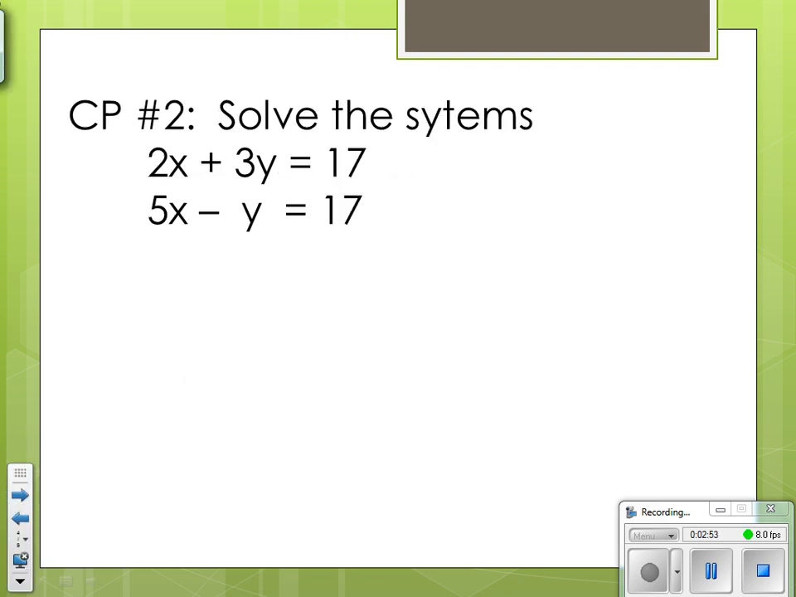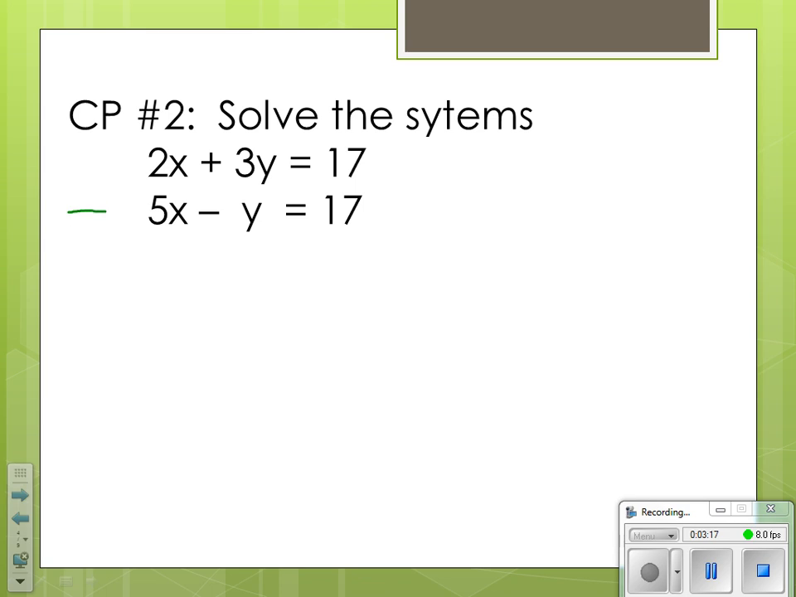Let's do another one. Checkpoint number 2. This one's not quite as ready to go for us. And you can eliminate either the x value or the y value. Personally, I'm going with the y's on this one, only because one of them is already positive and the other one is negative. And I think that's fewer steps to have to do. I only have to change one of my lines.